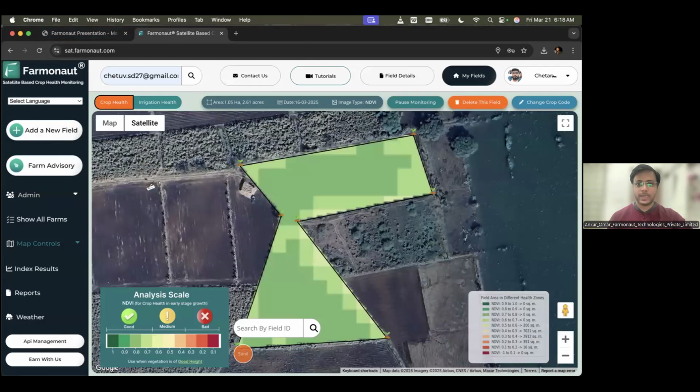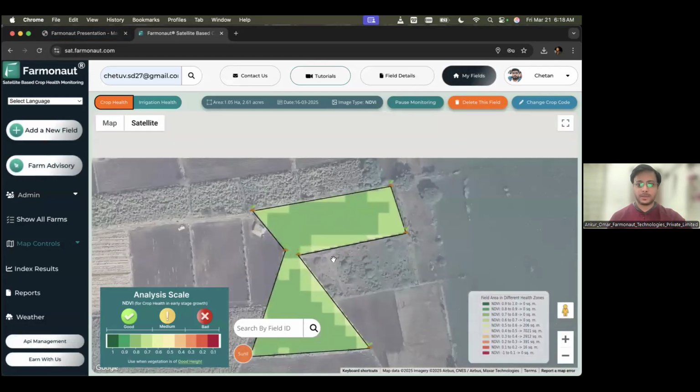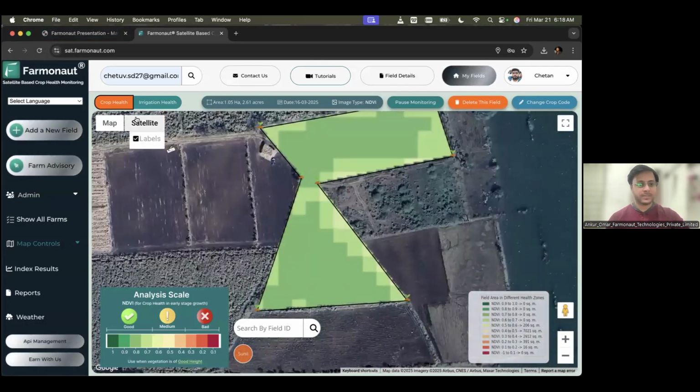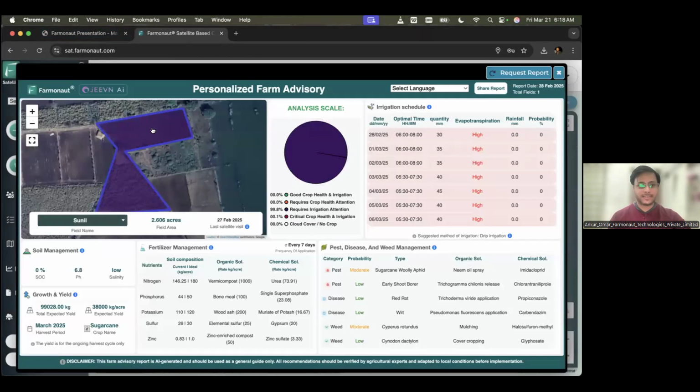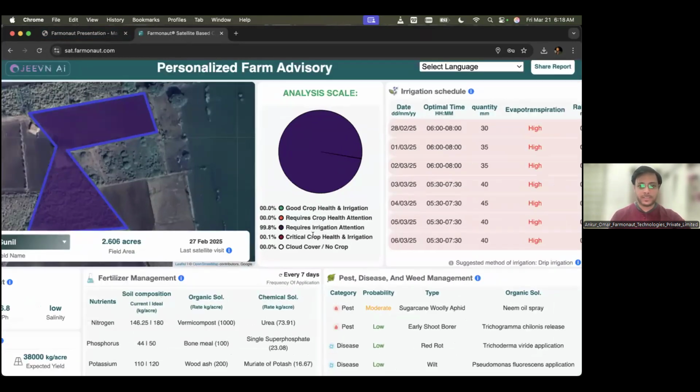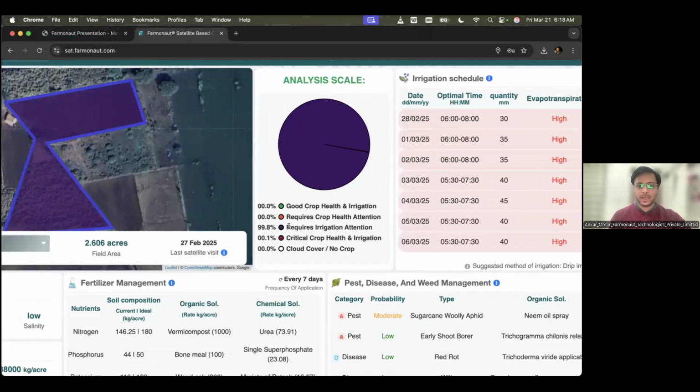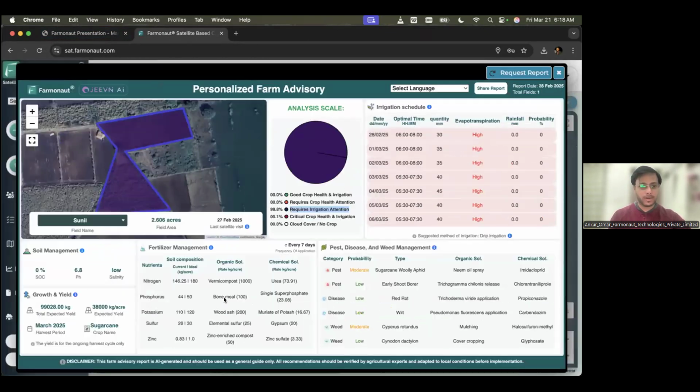So quickly, this is how the system looks. You just log into the system and then you have multiple things. You can get farm advisory like this. In this specific case, we can see that the entire farm is coded in purple, and this purple is an indication that this farm requires irrigation attention. Probably the crop health is okay, but this farm has some irrigation issues, and that's why the system has given the proper irrigation schedule for the next 7 days.